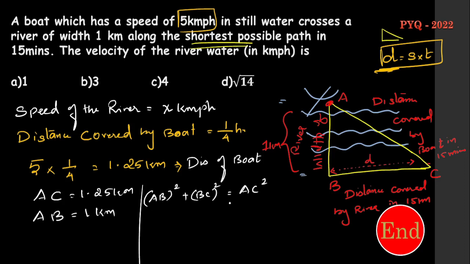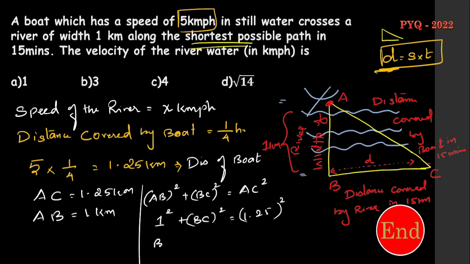Correct? So I know AB, that is 1 kilometer, that is 1 square, plus we don't know BC square, that is equal to AC, which is what? 1.25 square. Just find out the values. Instead of taking 1.25 square, take 125 square. 125 into 125, you can get the value, right?